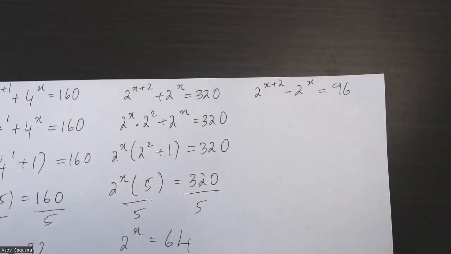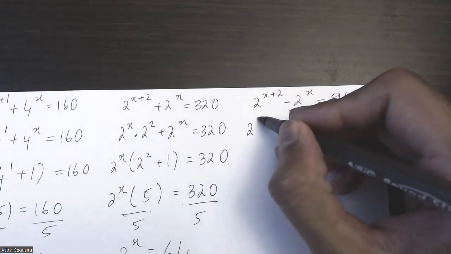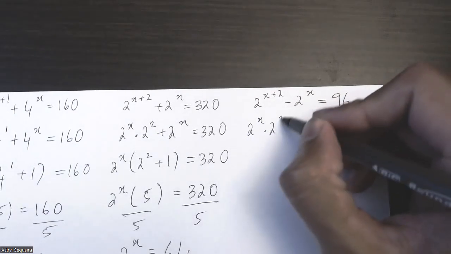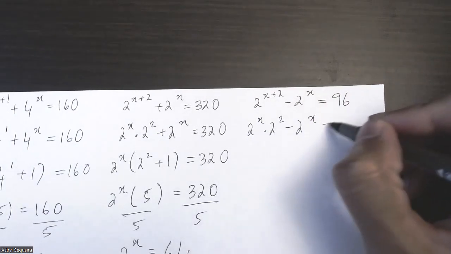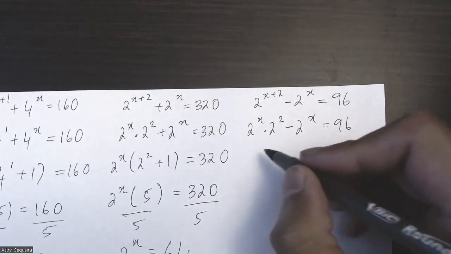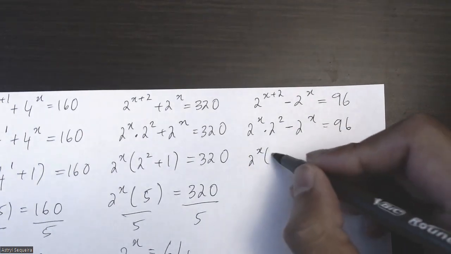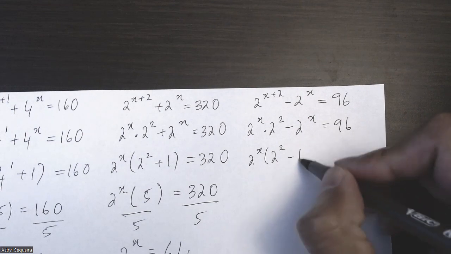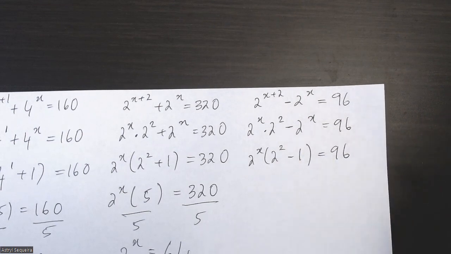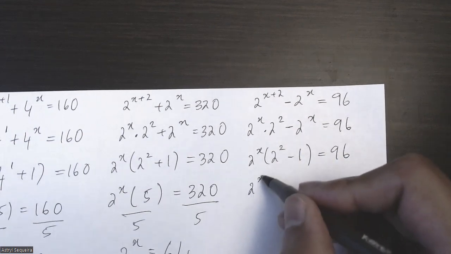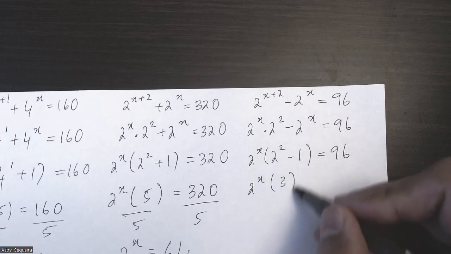Let's take a look at this last one. Should be equally simple. So 2 to the power of x times 2 to the power of 2 minus 2 to the power of x equals 96. Common factor out 2 to the power of x. I'm left with 2 to the power of 2 minus 1. 2 to the power of 2 is 4. 4 minus 1 is 3.